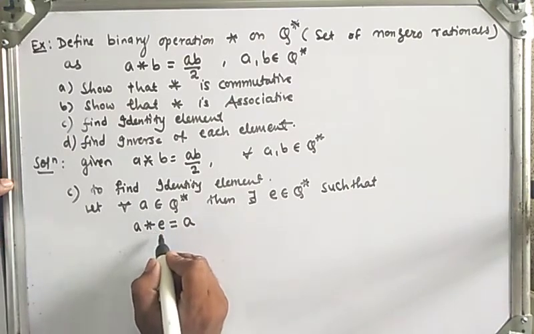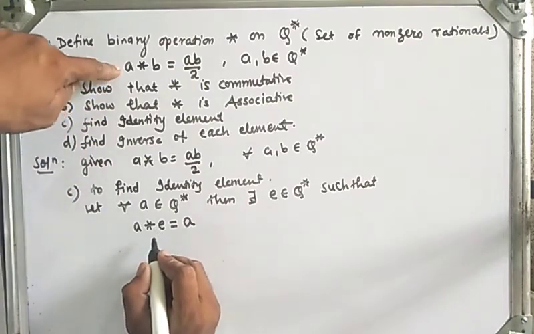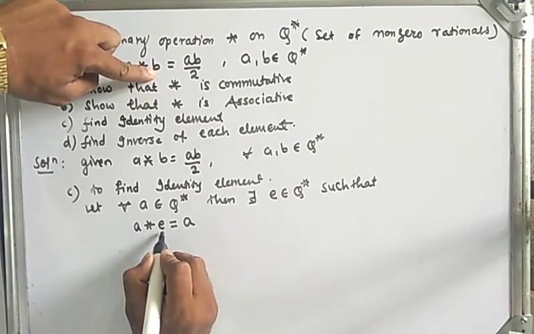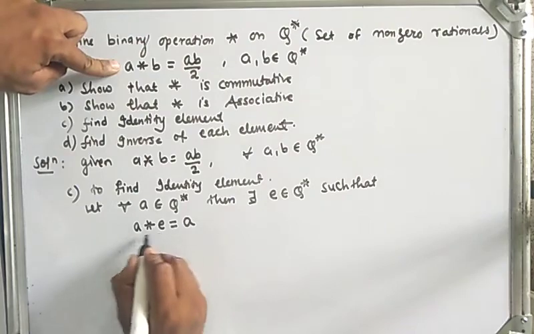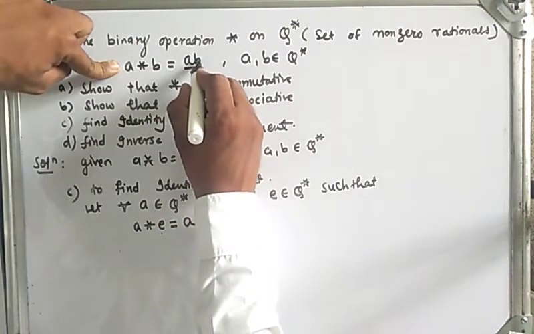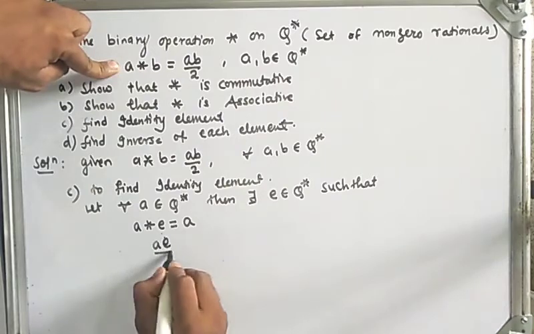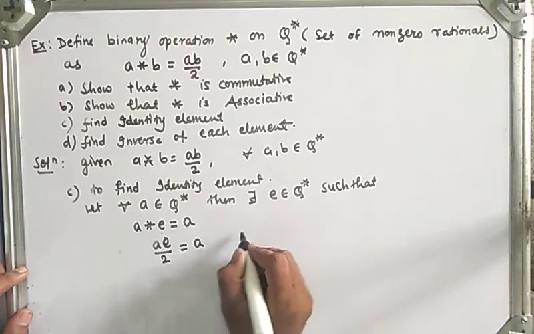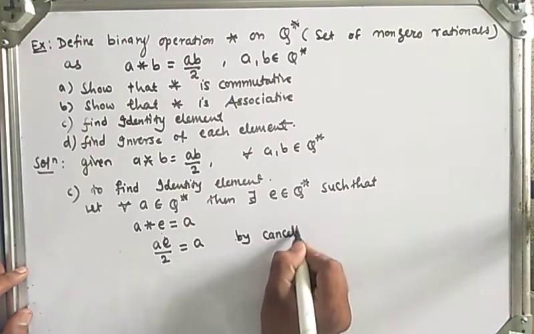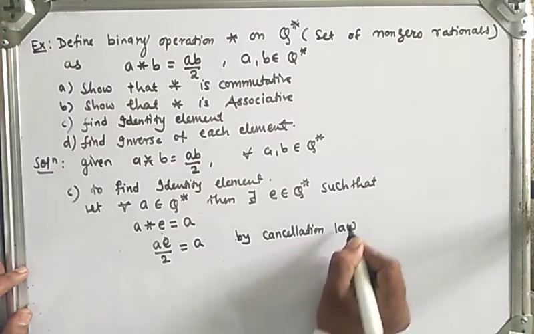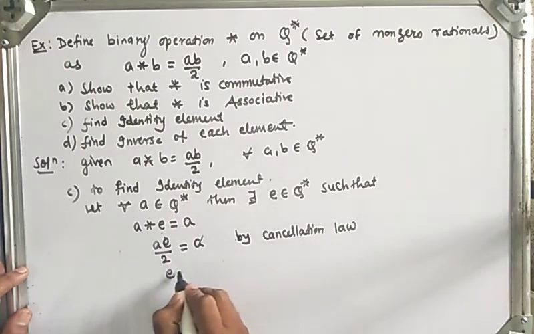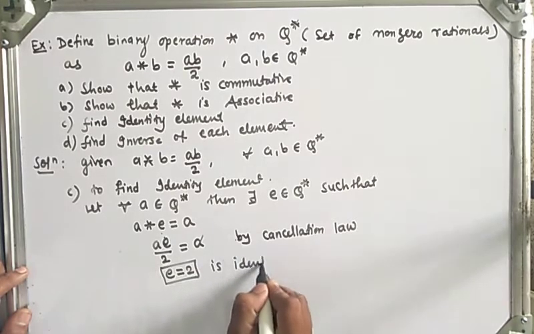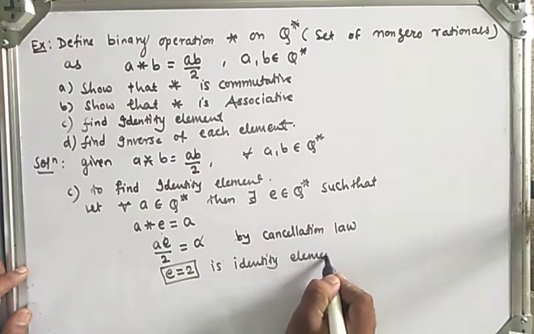To find the identity, a star b is defined by a into b by 2. So we replace b by E in this equation. We will get a into E upon 2 is equal to a. By using the cancellation law, a will get cancelled, so finally we will get E is equal to 2. So E equal to 2 is the identity element.